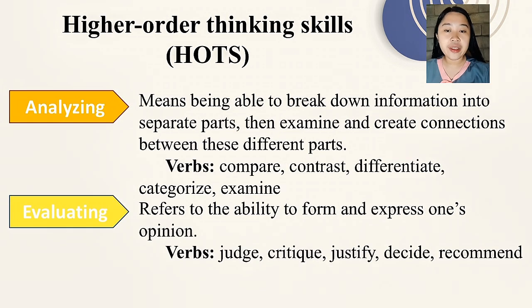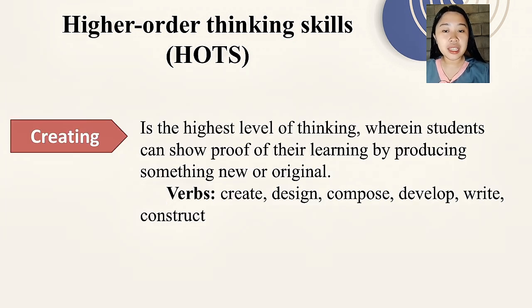The higher order thinking skills, or HOTS, in the cognitive domain include analyze, evaluate, and create. In analyze, students can compare and contrast characteristics of 2 objects. In evaluate, they can support and defend their views. And in create, they can produce something new out of the knowledge or skills they have learned.